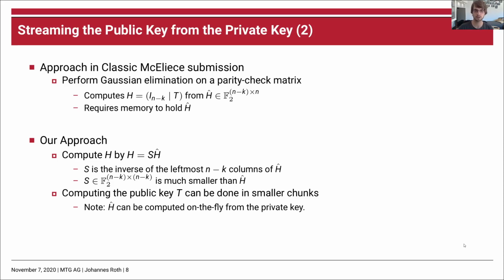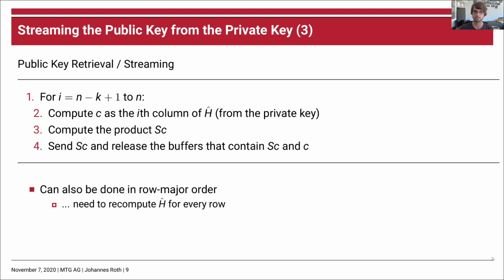Also note that H-hat can be computed on the fly from the private key. For example, we can simply compute one column of H-hat without storing the complete matrix H-hat in memory. I now show how the relationship of S and H-hat can be used to generate single columns of the public key. For all columns n minus k plus 1 to n of the matrix H-hat, we can do the following. First, we compute C as the ith column of H-hat. This can be done from the private key. Then in the next step, we simply compute the product S times C. And this actually is the corresponding column of the public key.